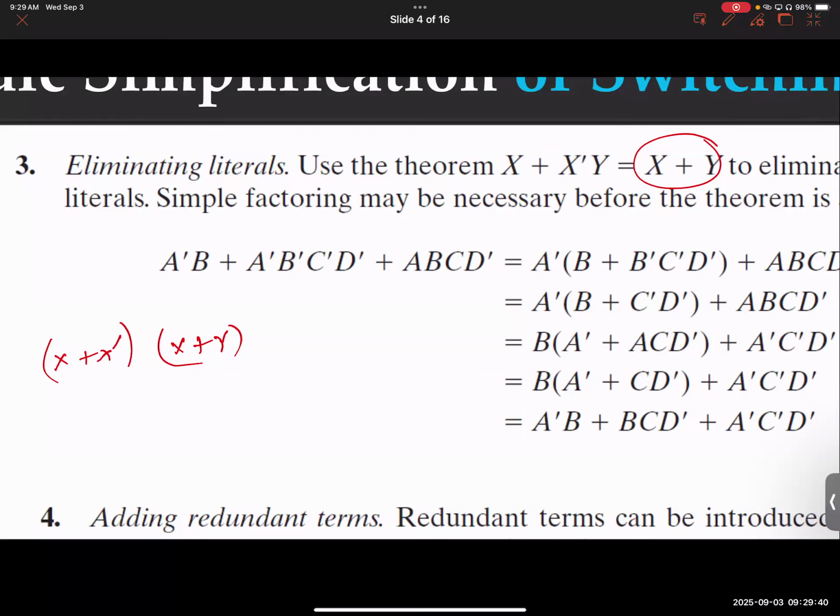What is x plus x prime, folks? 1. And I take AND. Is that going to change anything? Can I take an AND with 1 for anything? Yeah, it's going to be exactly the same.